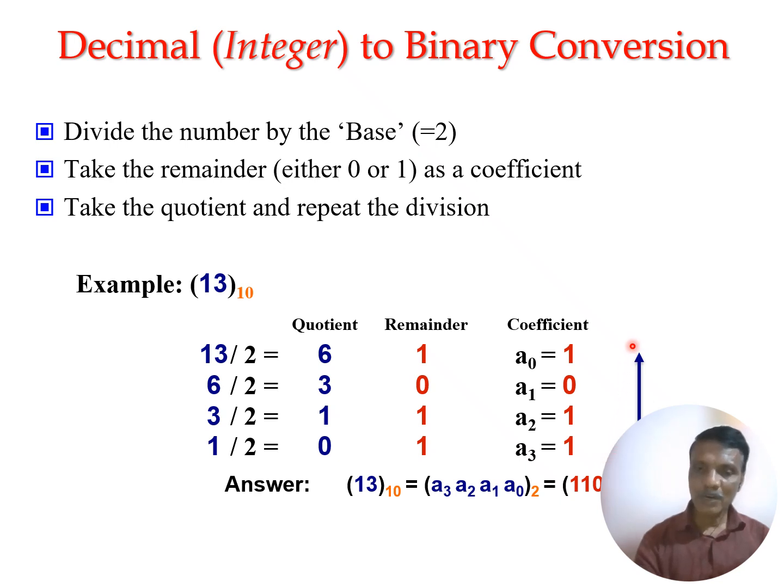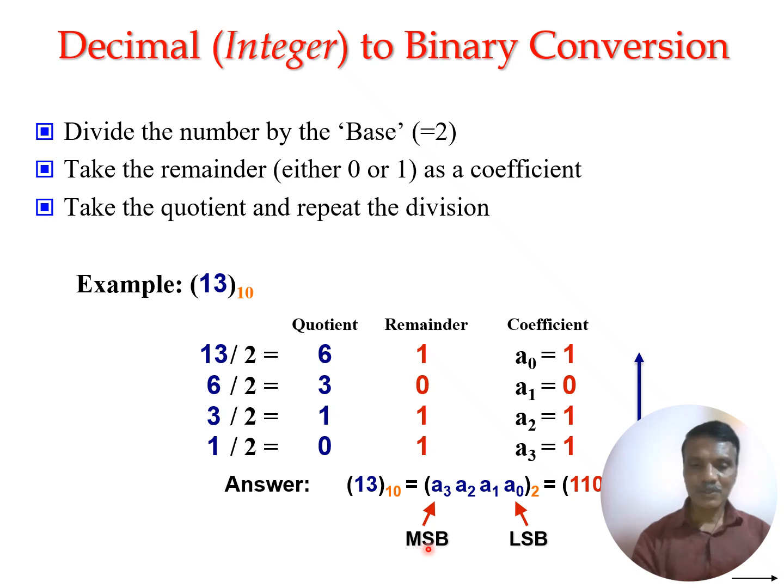The arrow shows upwards. So this is the MSB bit, and that is the LSB bit. LSB means least significant bit and MSB means most significant bit. The first coefficient is the least significant bit and the last coefficient is the MSB bit. So when we are writing, from here we need to write 1101.